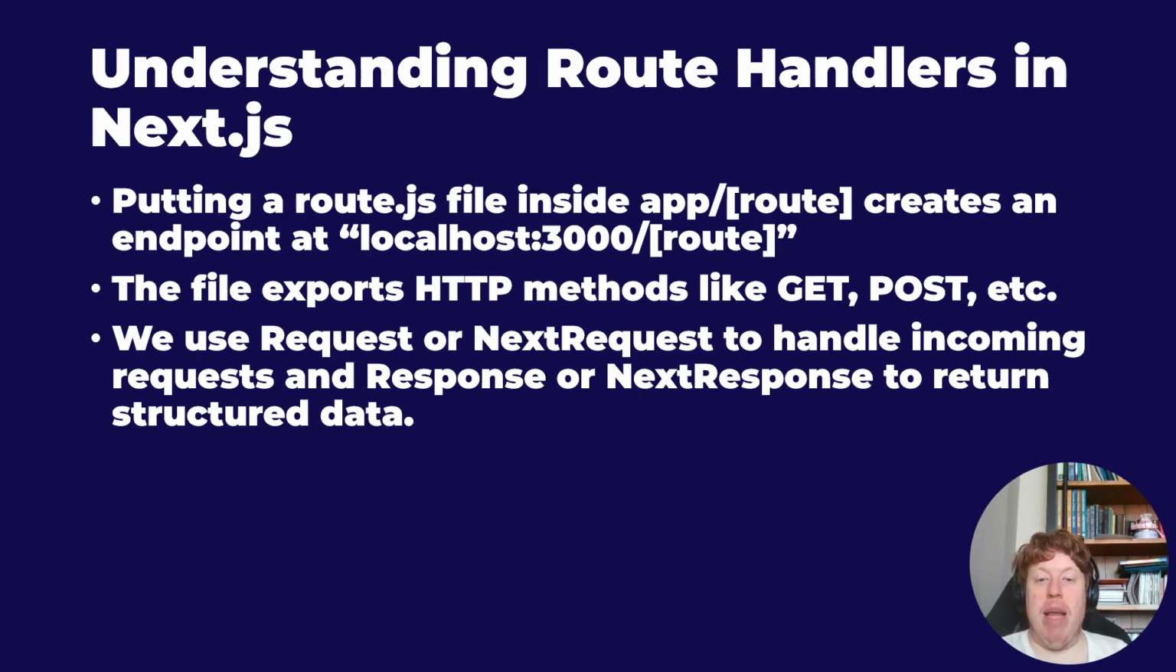Before we create the API route, let's understand route handlers in Next.js. Next.js provides a built-in way to create API endpoints inside the app directory. Putting a route.js file inside app/route creates an endpoint at localhost port 3000/route. The file exports HTTP methods like get, post, etc. We use Request or NextResponse to handle incoming requests and Response or NextResponse to return structured data.